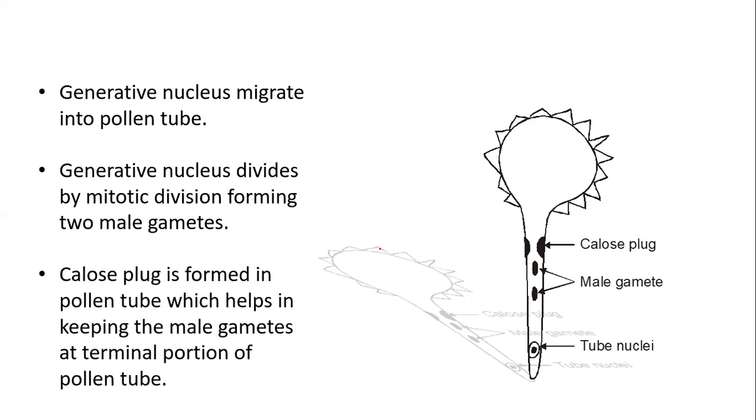And you know, there is a consistent formation of callus plugs. What is the function of the callus plug? It ensures that the male gametes remain at the tip portion. As the pollen tube keeps on growing, the male gametes are pushed forward, and every time a new callus plug is formed, so that it prevents the male gametes from going backward. That is the very function of the callus plug. Please note it.